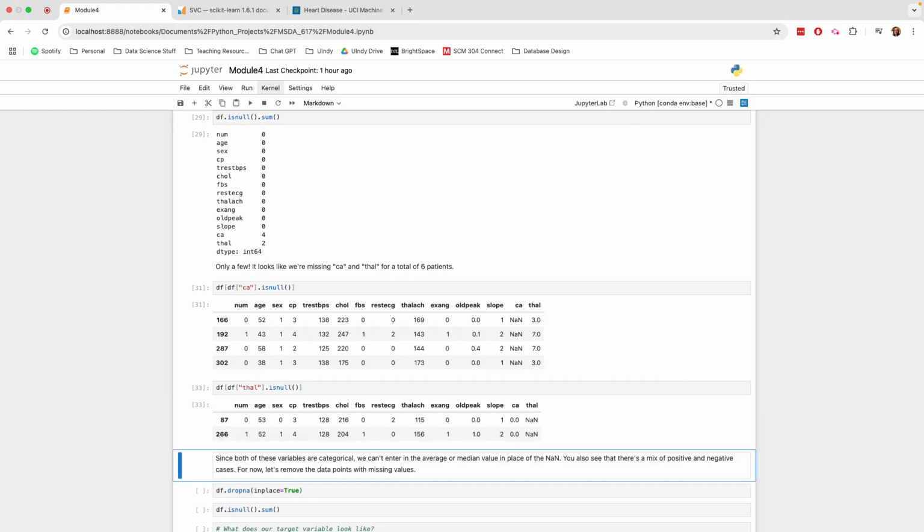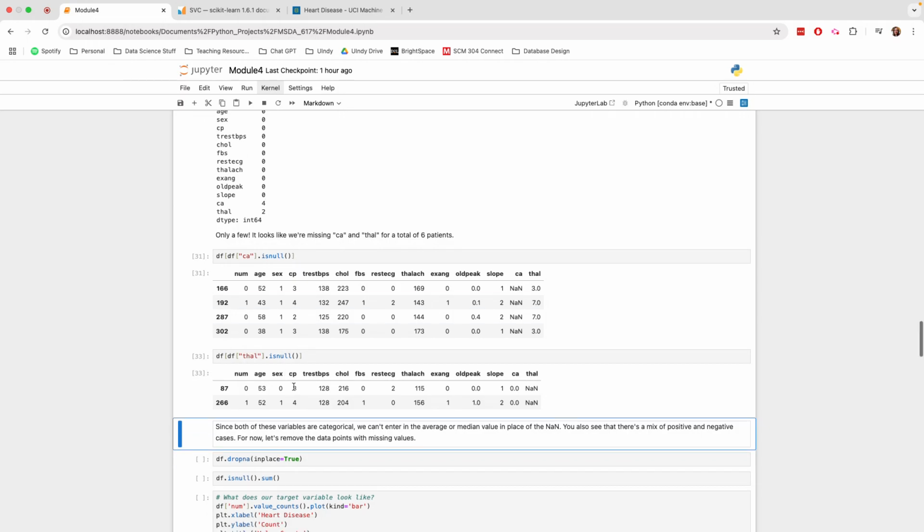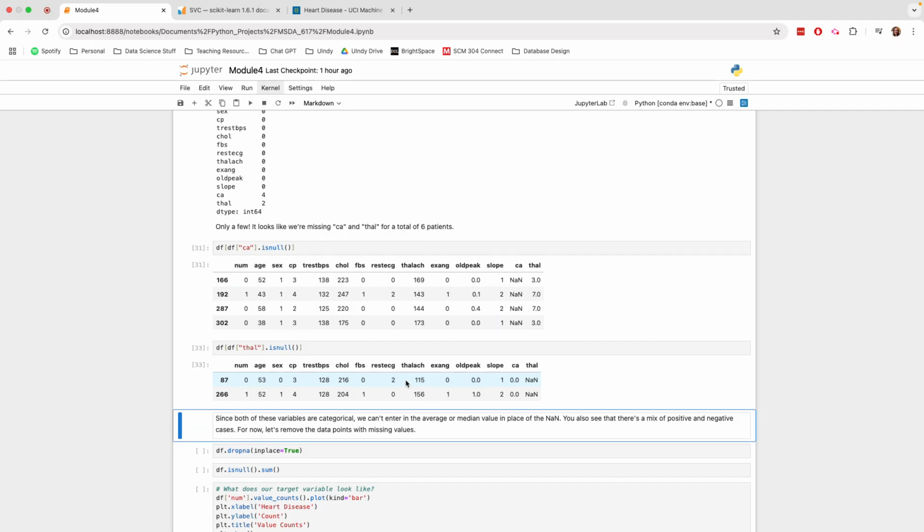Okay, and then let's look at the other one. And unfortunately, these do not overlap. I was hoping maybe these 4, these 2, maybe there was some overlap, but these are all separate. And as I point out here, because these are categorical, I can't just take the average. It's not like it's age or cholesterol. I can't just plug in the average.